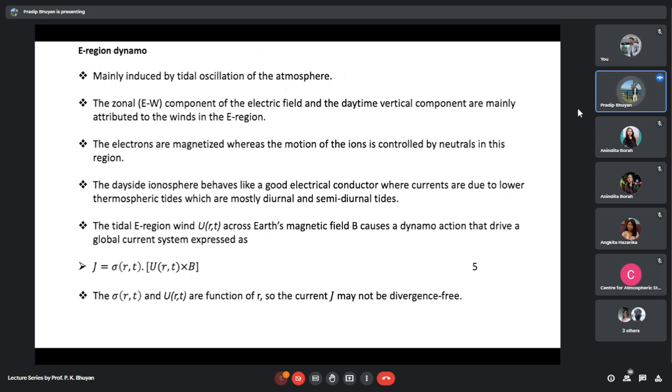But what happens in the atmosphere? Atmosphere means above your surface. It may be the troposphere, the stratosphere, the thermosphere. What happens? Do any of you have some idea about atmospheric oscillations or atmospheric tides?